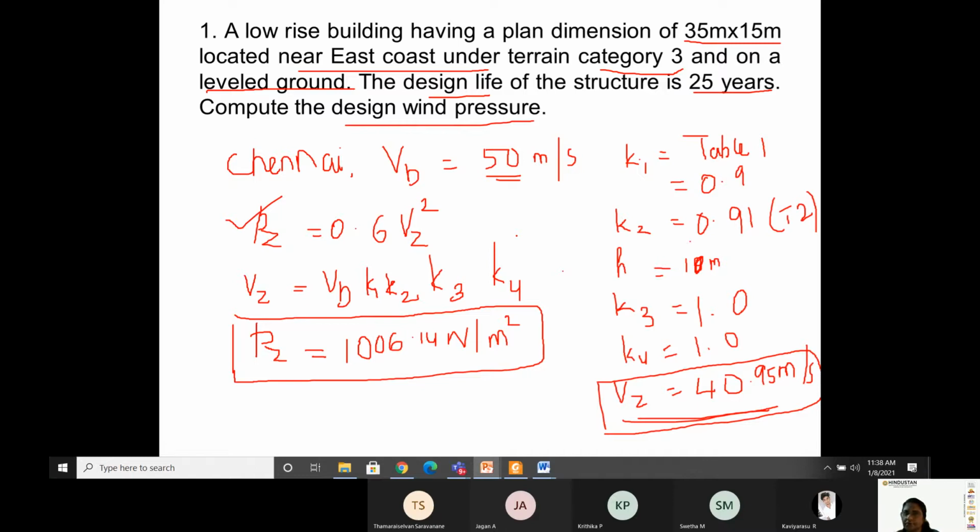I don't know whether you must have studied this in steel structures during your BTech program. You must have calculated wind load on trusses, roof structures and all. Or you must have forgotten. So this is the basic calculation for any wind load calculation. You have to do it initially.